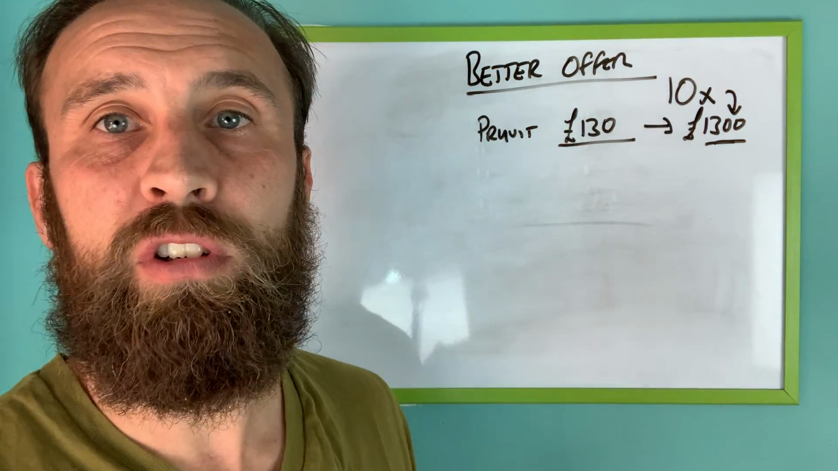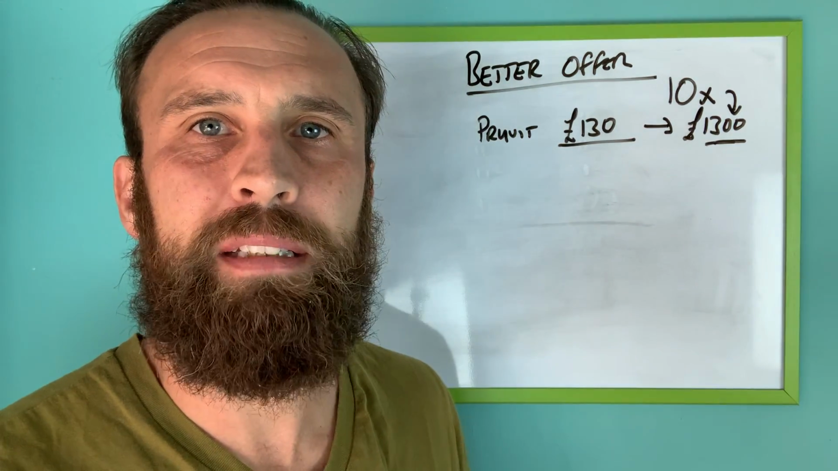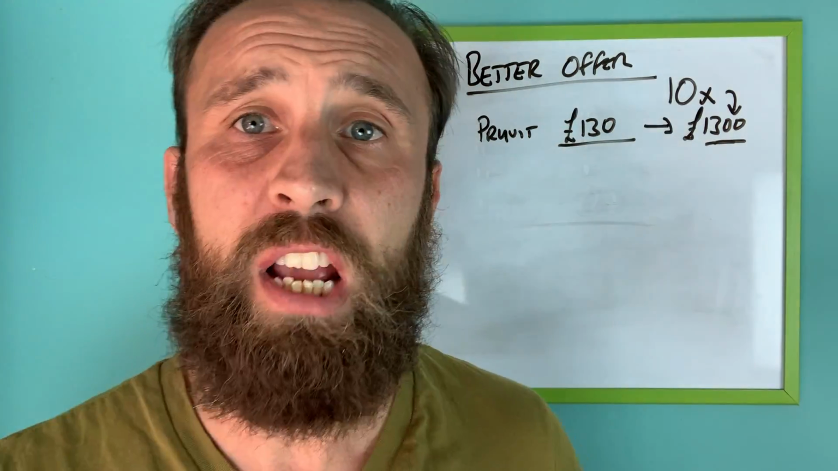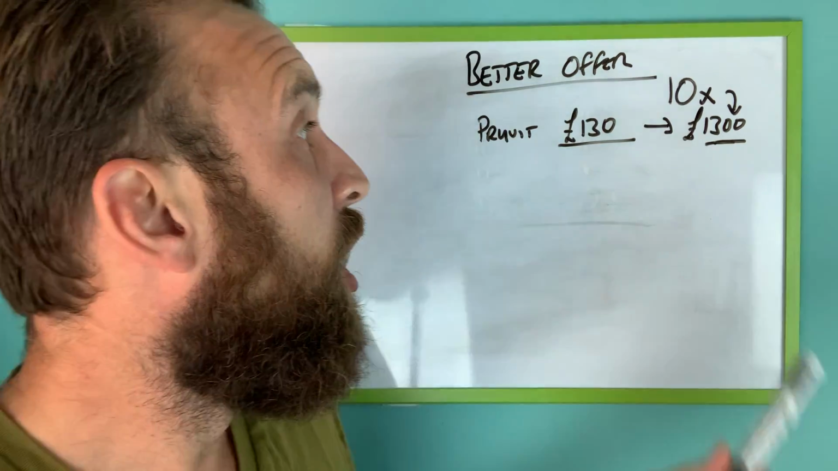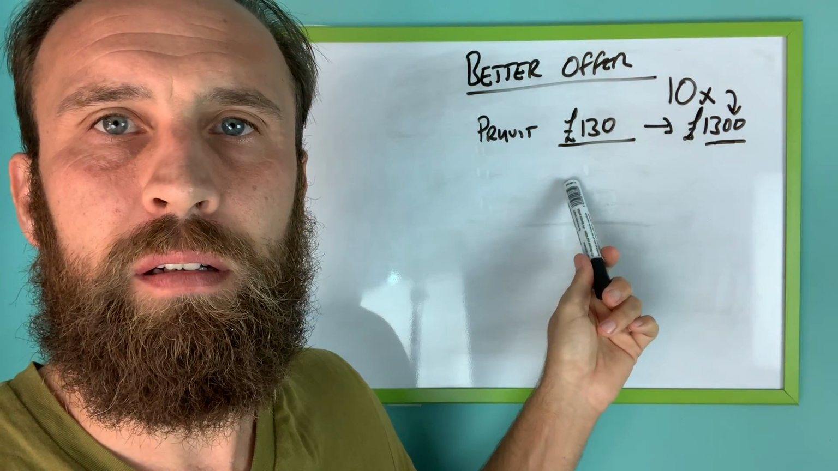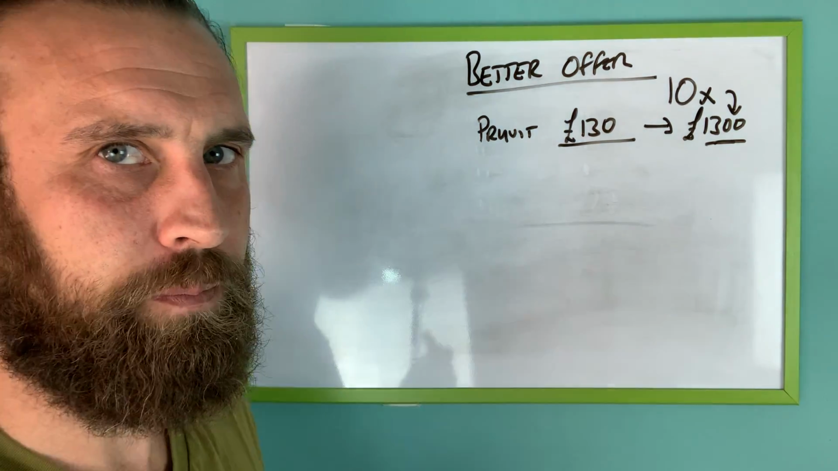I still sell it for £130 and I sell far more than my competitors. Now, I know what you're saying. You say, how can you sell something that's worth £1,300 for £130? I get it. All of the extra value I put into my offer doesn't cost me anything. Okay, let me explain what I do.